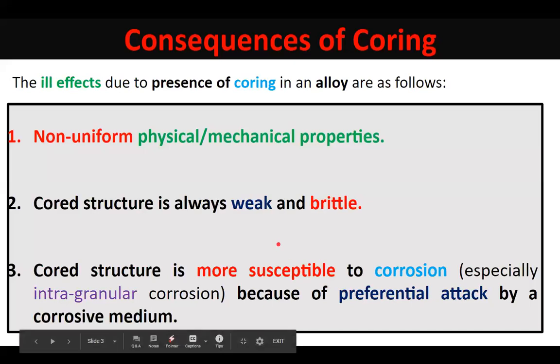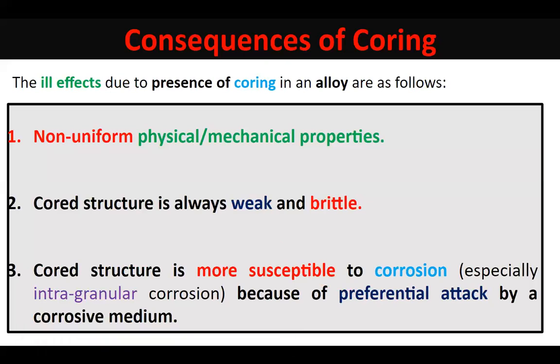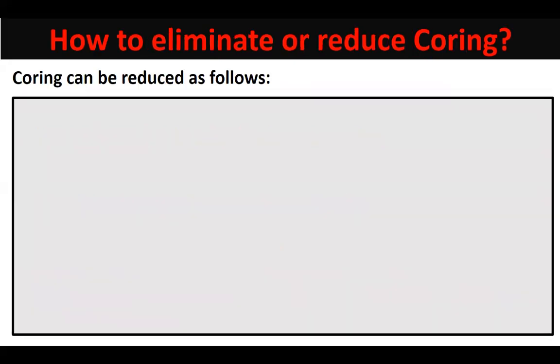So the alloy is not a commercially useful alloy if it is suffering from coring, and you must get rid of this problem. Now the question is, how do we eliminate or at least reduce coring? The question is, why did coring occur in the first place?